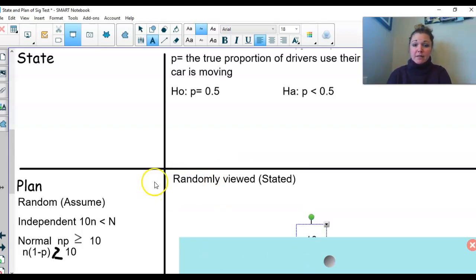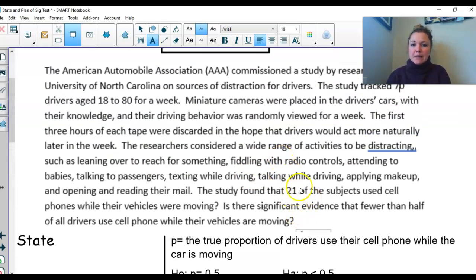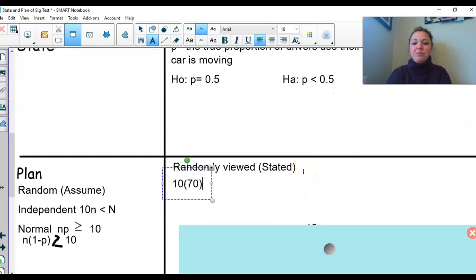So I take 10, forgive me, 10 times my sample size. So I have to go back up and I say, well, what's my sample size? Is it 21 or is it 70? Now, 21 is not the sample size. That's the part of the total drivers that were tracked, okay? So since we're tracked, 70 is less than. Well, do we know how many drivers there are out there? No, so we would say all drivers.